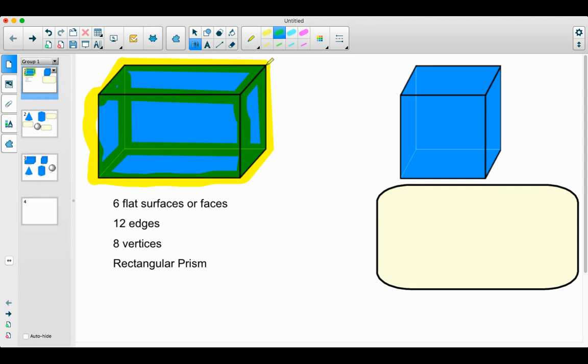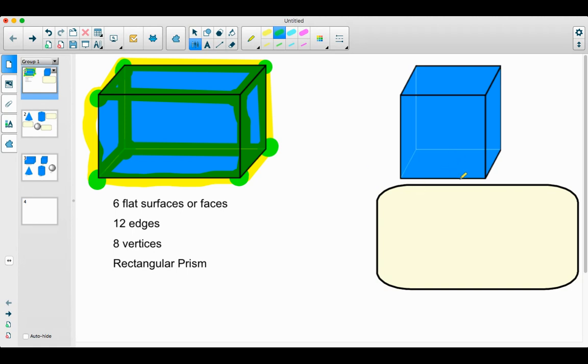Vertices are the corners. So here is an edge. Here is a vertex. Here's another vertex. 3, 4, 5, 6, 7, 8. A rectangular prism has 8 vertices.